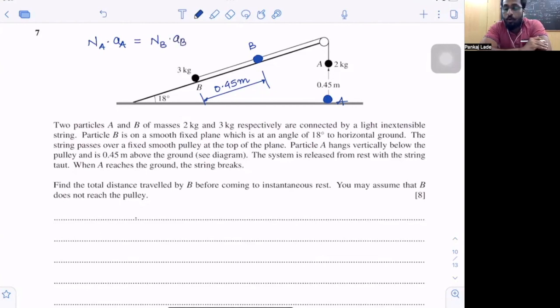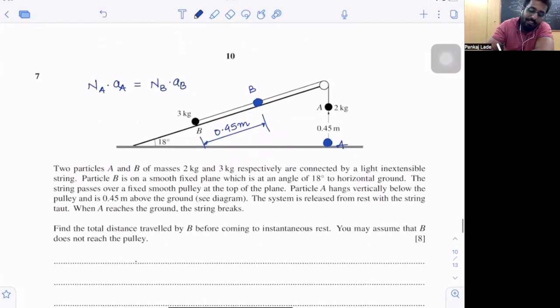So this is a very important formula, the string law. N of A into acceleration of A should become equal to N of B into acceleration of B. This is called the string law, students. Since the string is inextensible, the string law is applicable over here.